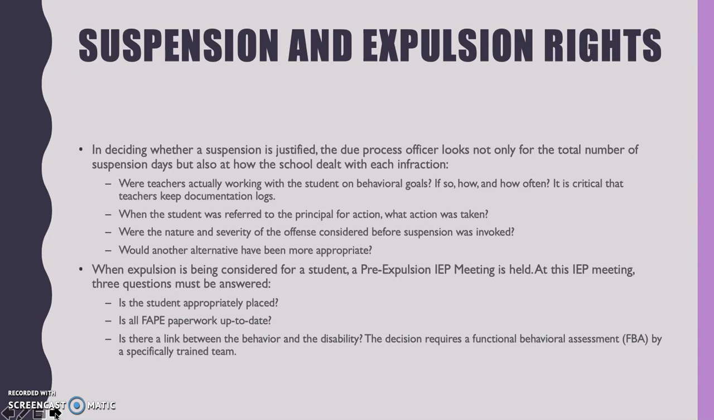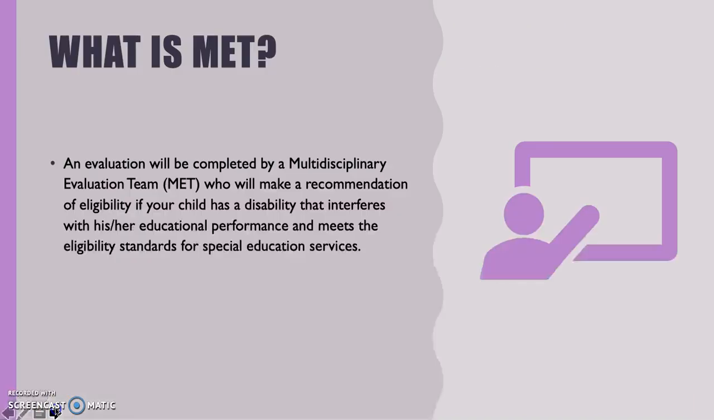Suspension and expulsion rights. In deciding whether a suspension is justified, the due process officer will not look at the total number of suspension days, but look at how the school dealt with the infraction. When expulsion is being considered for a student, a pre-expulsion IEP meeting is held. At this meeting, 3 questions will be answered. Is the student appropriately placed? Is the paperwork up to date? Is there a link between behavior and disability? A decision requires a functional behavior assessment by a specifically trained team.